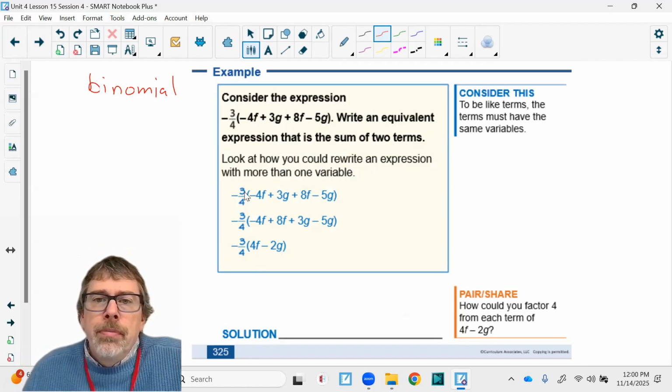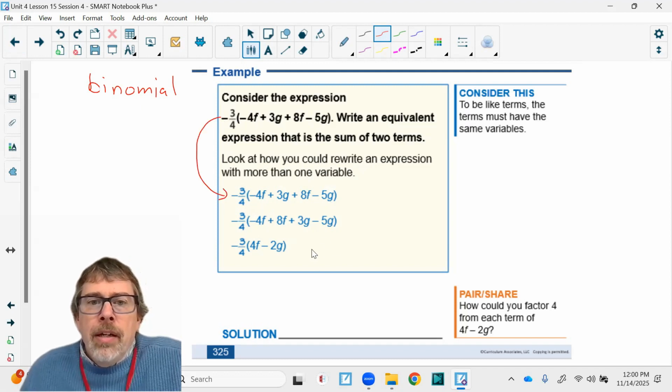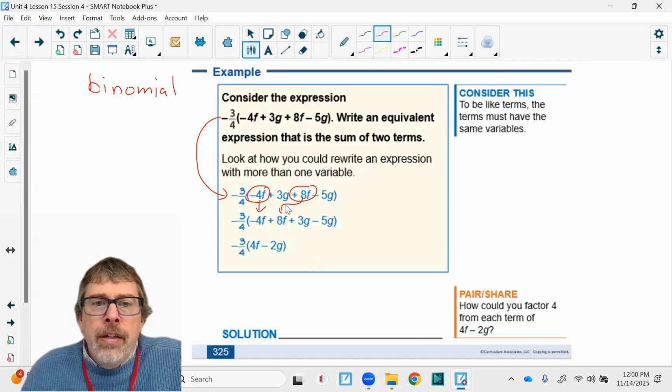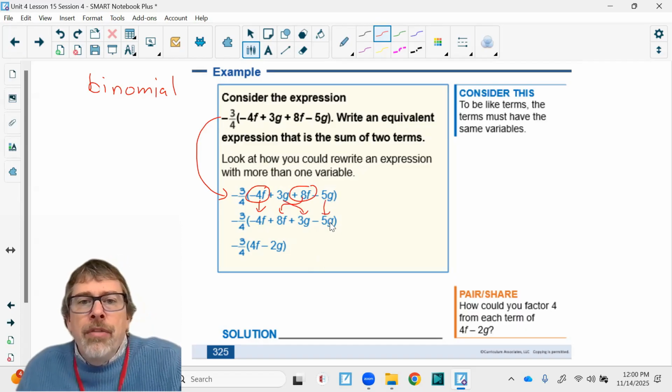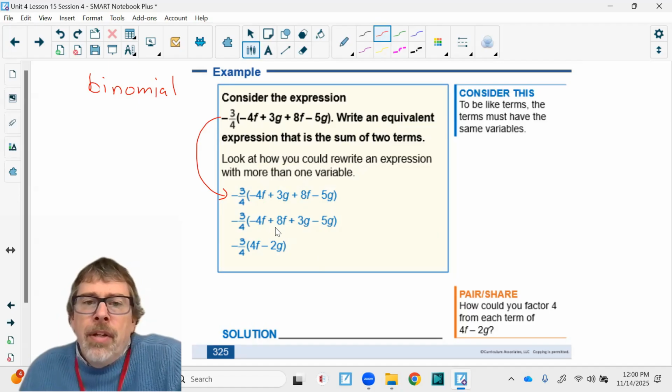Okay, look at how you could rewrite an expression with more than one variable. So first thing they did was take this negative 4f plus 3g. So they just rewrote it here. This and this is the same thing, okay? And then what they did was put this 4f here, and this 8f right here, and put the 3g here and the 5g there. That is just a matter of rearranging, okay?